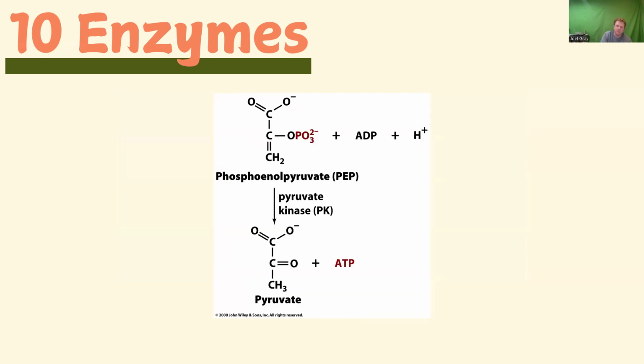Our last step is phosphoenolpyruvate being acted on by this enzyme pyruvate kinase. What we are doing is transferring the phosphate from phosphoenolpyruvate onto ADP, making ATP. Tell me in the chat how many ATP. So how many ATP have we made with this last step?